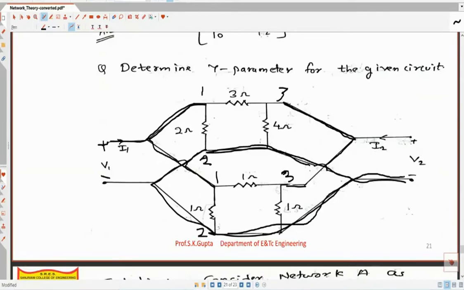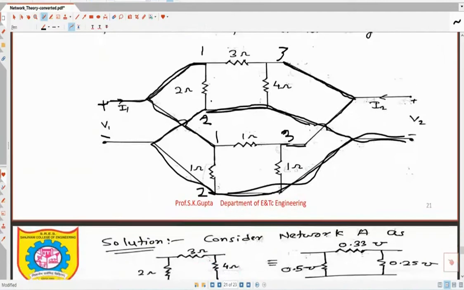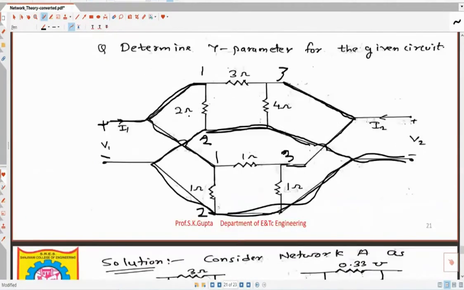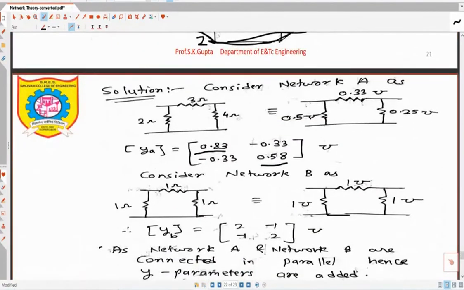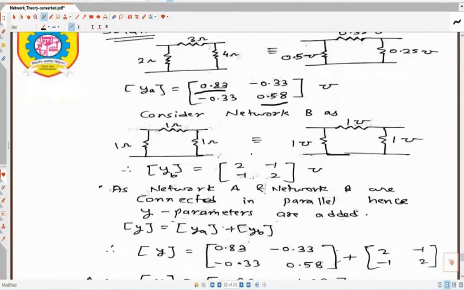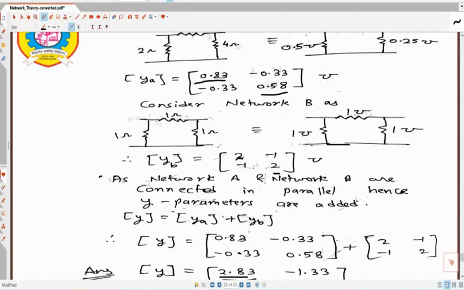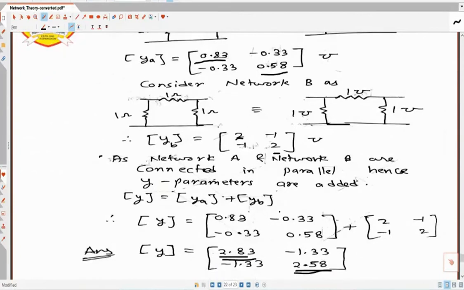It is common. So first of all, we have to determine the mho values of the 2 ohm, 3 ohm, and 4 ohm, and we know that y11 is 0.5 plus ya plus yb, ya plus yc. So its value is 0.83, and y22 is the addition of these two, 0.33 plus 0.25, that is 0.58. Similarly for network B, y11 is 1 plus 1, 2 mho, and y22 is 1 plus 1, 2 mho. So overall, we need to add the Y parameters. So 0.83 plus 2, I will get 2.83.